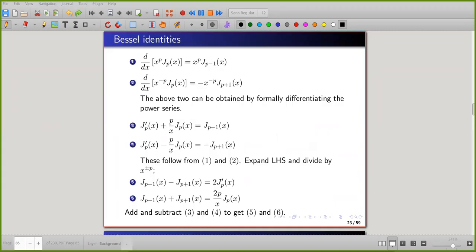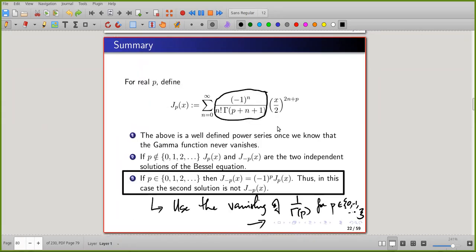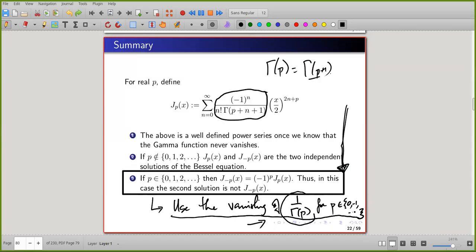So if you did not understand the discussion on the gamma function, or if you had any difficulty with it, do not worry about it. I would only suggest that you do this problem, which is there in your tutorial sheet also. You just have to do this problem, and the only properties of the gamma function that you have to remember are this one, and that gamma p is equal to gamma p plus 1 by p.